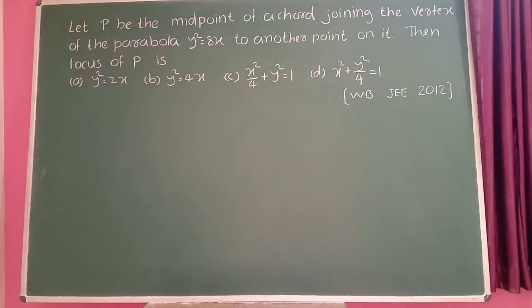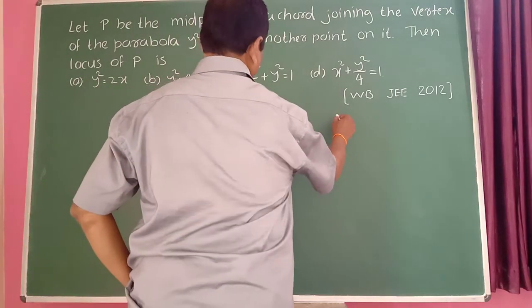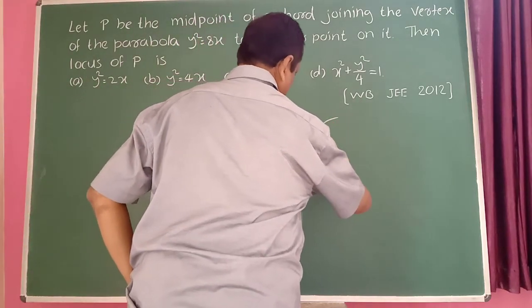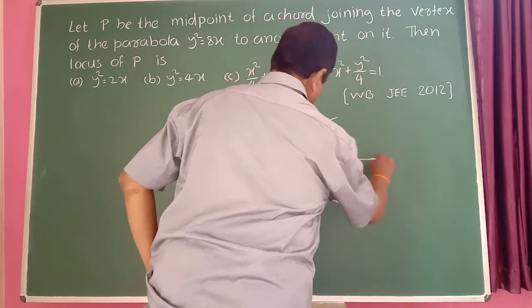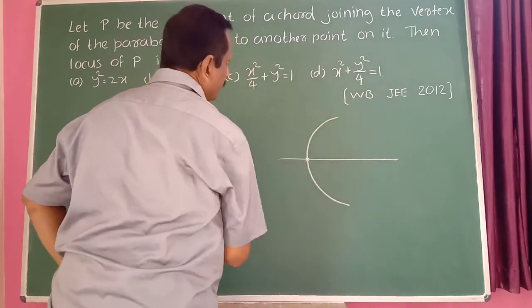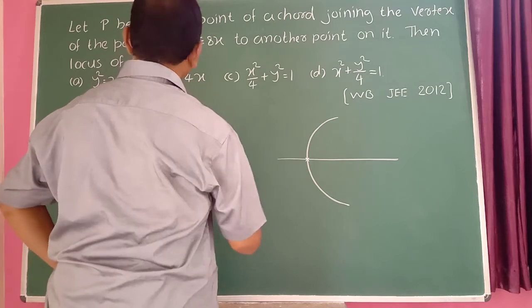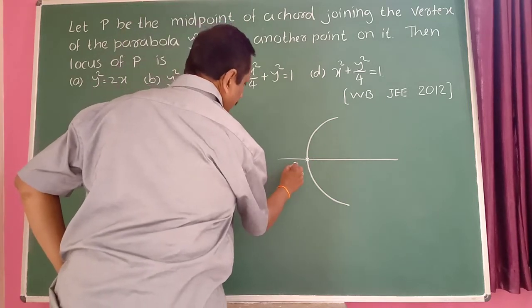Let P be the midpoint of a chord joining the vertex of the parabola y square is equal to 8x to another point on it. Then the locus of the point P is what here? Okay, meaning here, there is a parabola here. And this is the vertex here. Consider the vertex as the origin here.